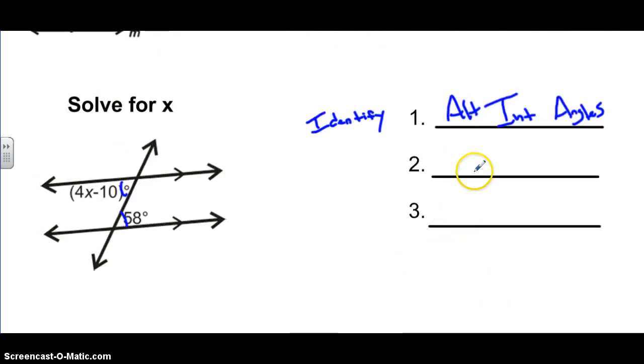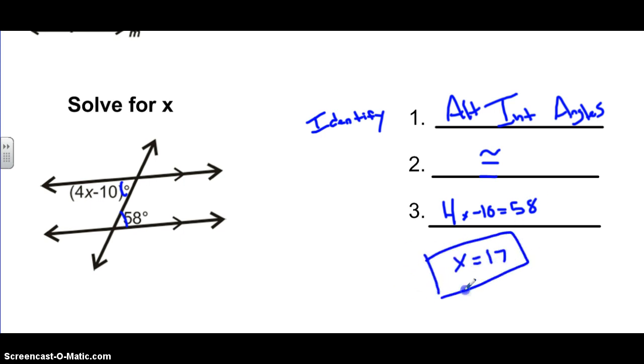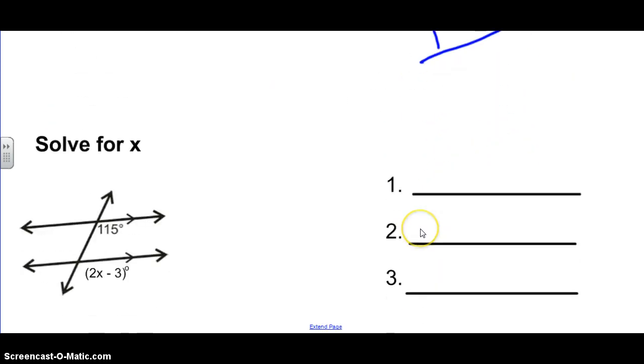So I'm just going to put over here, they are congruent. And when two things are congruent, that means they are equal. So I just set up my equation 4x minus 10 equals 58, and I solve from there. If you're doing your math right, you should be getting x equals 17. Remember to solve.